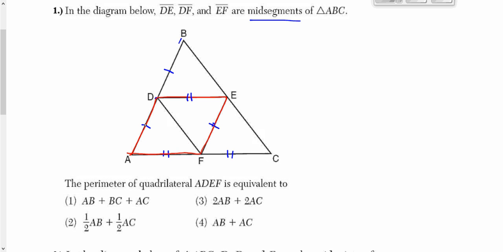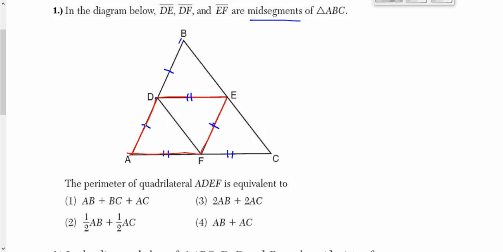Perimeter. Please tell me you know how to find perimeter. Add all sides up. Thank you. So the perimeter of this quadrilateral will be that plus that plus that plus that, right? I like first doing the triangle.